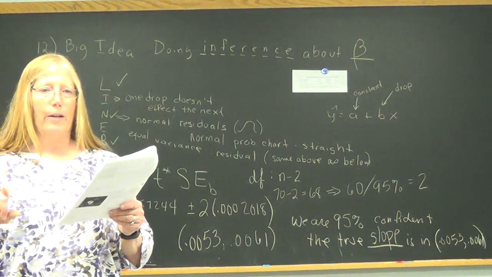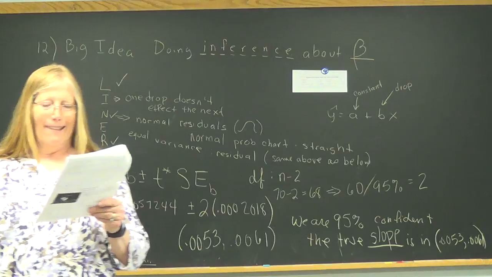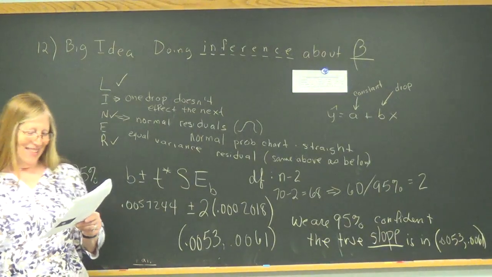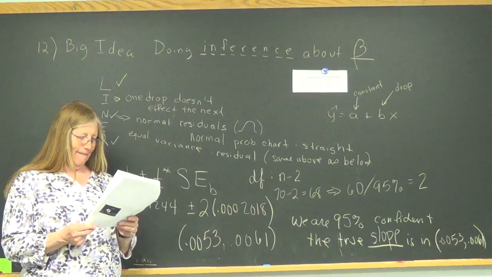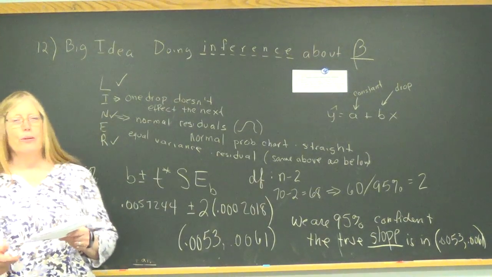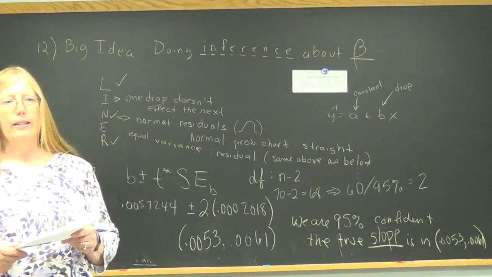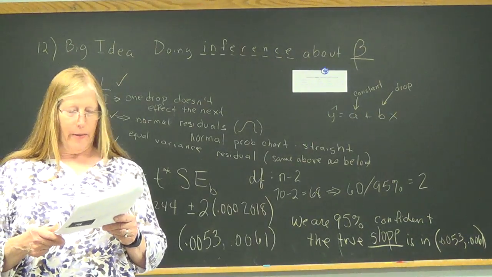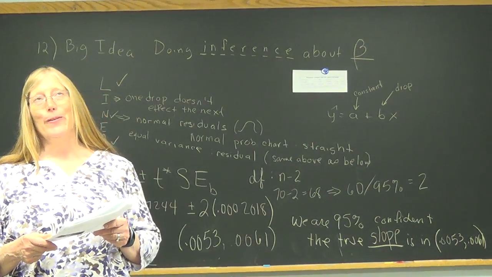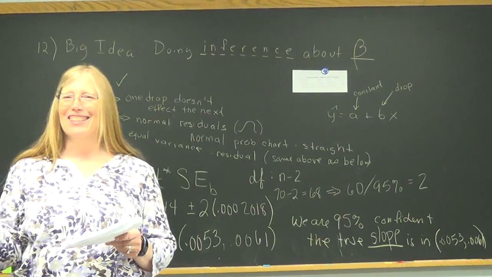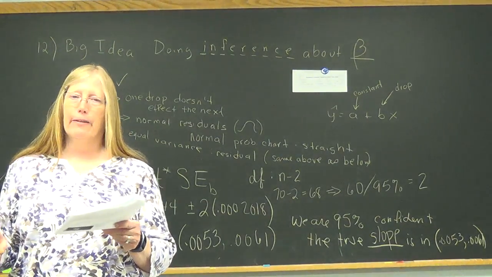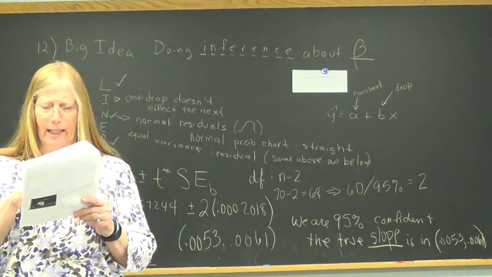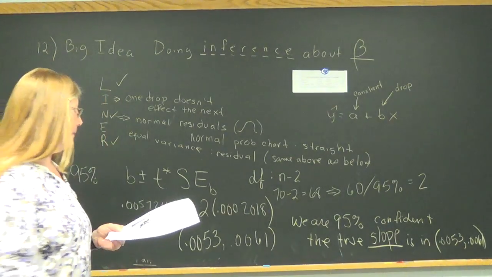I gotta clear all my L1s. You can do stat edit, clear list, L1, comma, L2, comma, L3, comma, L4. You can leave L5, because it all has ones. But you will have to add some ones in L5, because we have 16 data points.